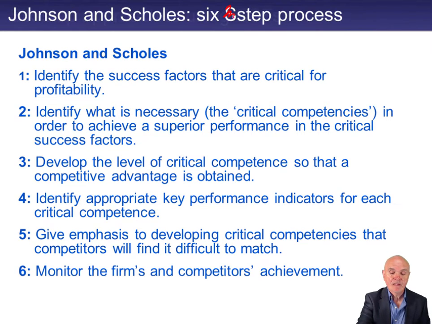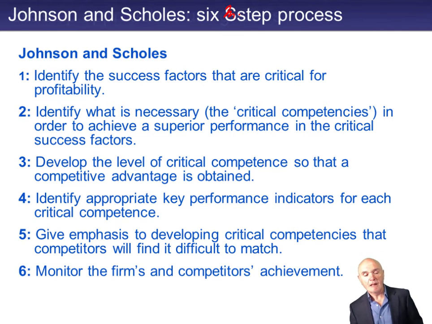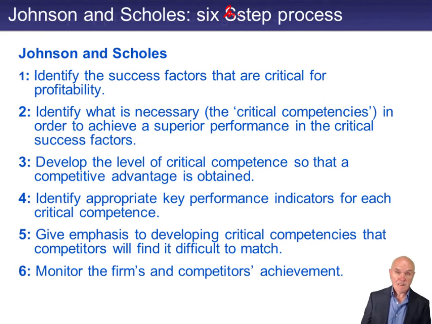Johnson and Scholes have a 6-step process for trying to identify critical success factors. So they said, first of all, identify factors that are critical to profitability. So this is not quite a critical success factor, this is a broader one. The example I usually give is an airline. A success factor that can be critical to an airline's profitability is the number of hours per day that an aircraft flies. Because when it's on the tarmac, it's not earning any money. So the more it's flying, the more fare-earning opportunities there are.